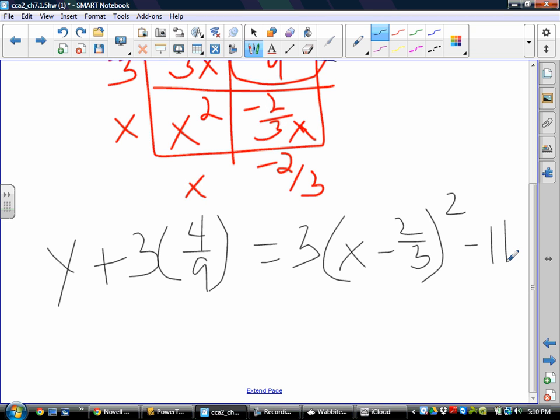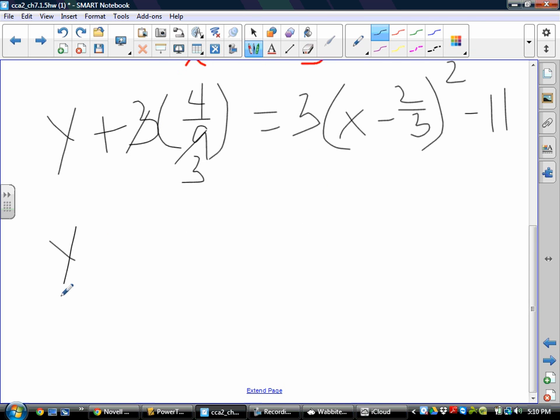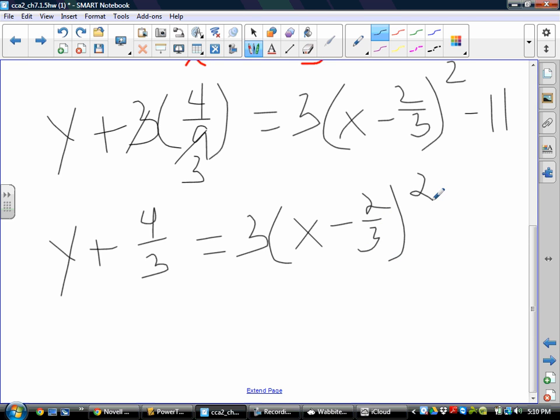So let's simplify this a little bit more. So I have 3 divided by 9. This is really going to become a 3 on the bottom. So let's rewrite that one more step. So y plus 4/3 equals 3 times x minus 2/3 squared minus 11. The last step is I want to subtract this 4/3 to get it over here.